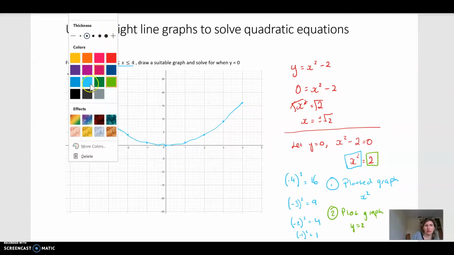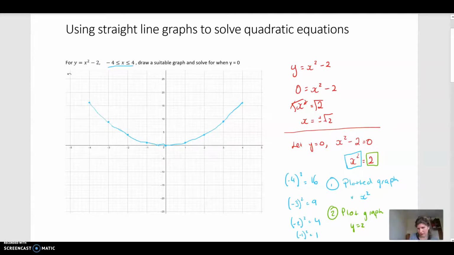Okay, so just that horizontal line, I should say that's y equals x squared. Now we're going to use y equals 2, which is just going to be our horizontal line going through 2. So here I'm going to use the same points again: negative 4, 2; negative 3, 2; negative 2, 2; negative 1, 2; 0, 2; 1, 2; 2, 2. Lovely.